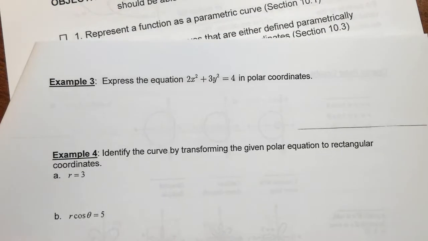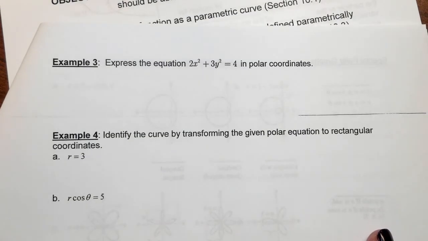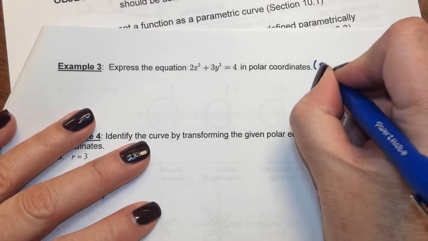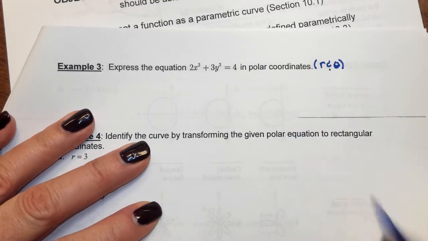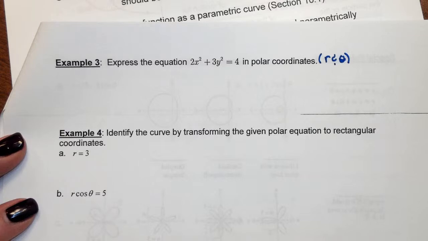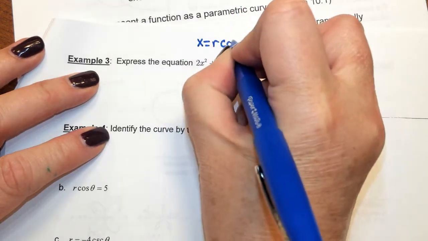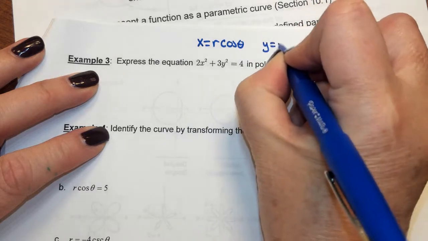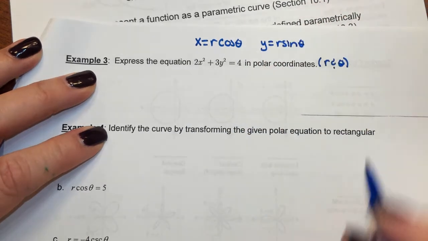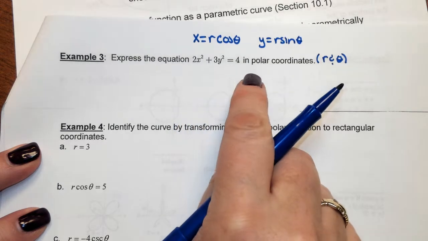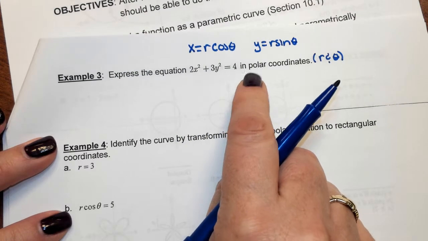So sometimes now, instead of converting points, we're going to convert equations. So again, we've got 2x squared plus 3y squared equals 4 in polar coordinates. When they say polar coordinates, that means they want to express it in terms of r and theta, not as an actual point. So we know, remember, that x is equal to r cosine theta, y is equal to r sine theta. So what we want to do is replace x with r cosine theta, y with r sine theta.